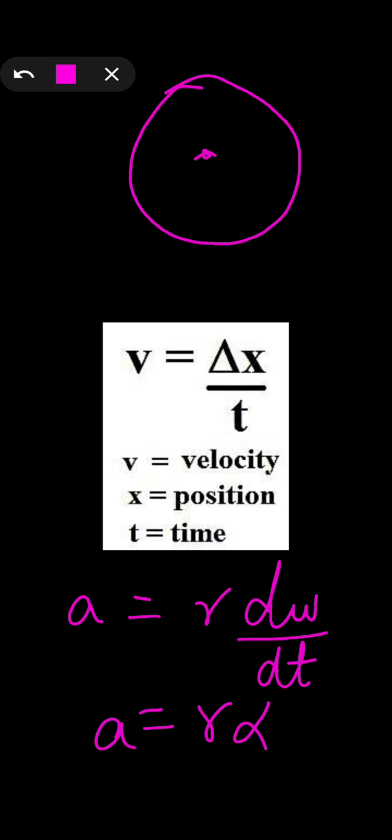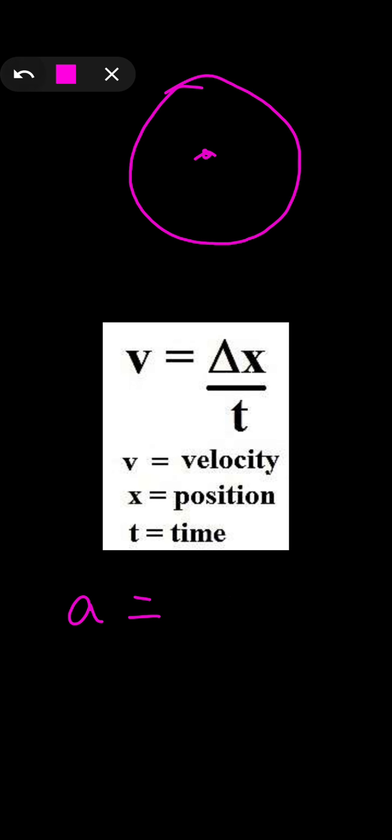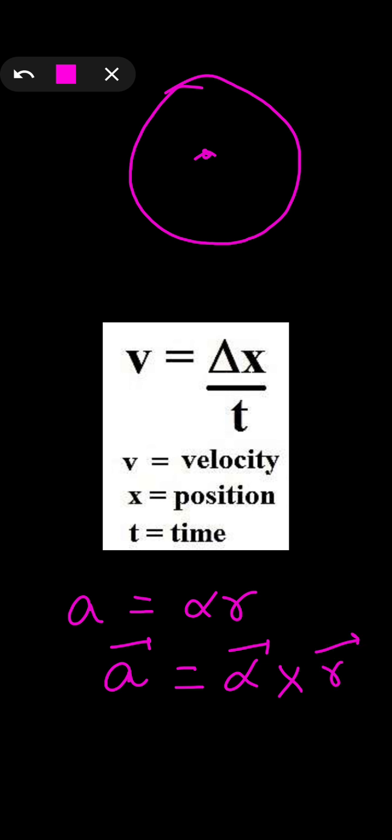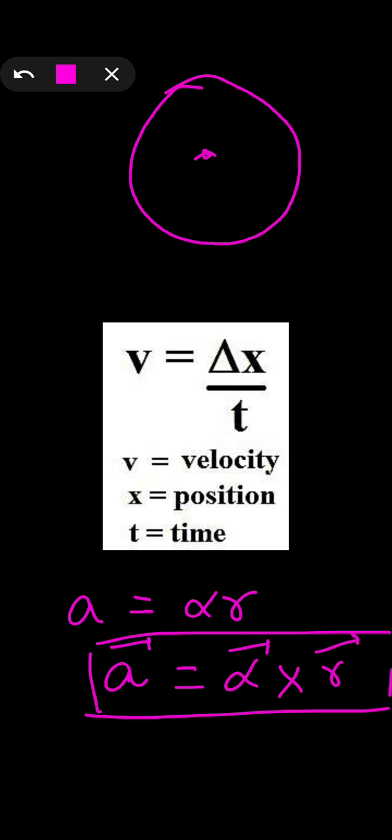So this is the relation between the linear and the angular acceleration. So we can say that a is equal to alpha r, since a, r and alpha are vector quantities, so we can write it as a is equal to alpha cross r. So this is the relationship between the linear acceleration and the angular acceleration.